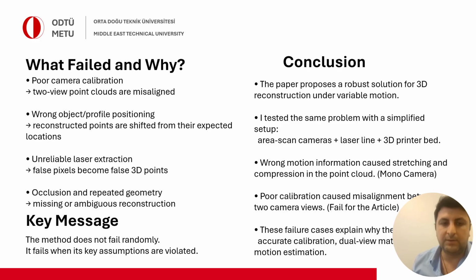In conclusion, the paper proposes a robust solution for 3D reconstruction under variable motion. I tested the same problem with a simplified setup using area scan cameras, a laser line, and a 3D printer bed. The cup experiment shows that wrong motion information causes stretching and compression. The dual camera experiments show that poor calibration causes misalignment between two camera views. These failure causes explain why the paper needs accurate calibration, dual view matching, and motion estimation.